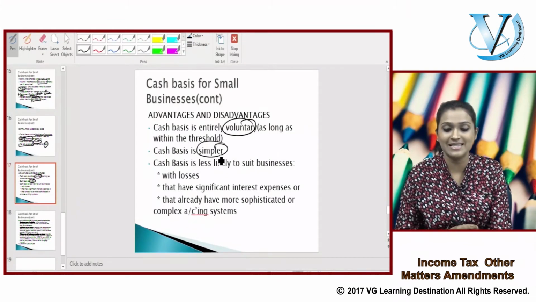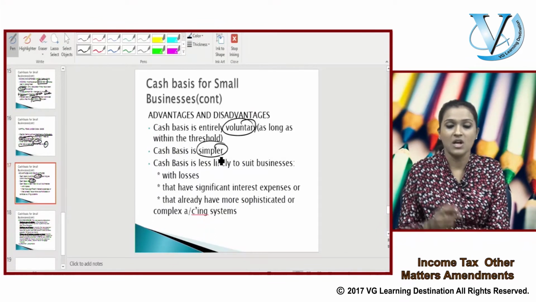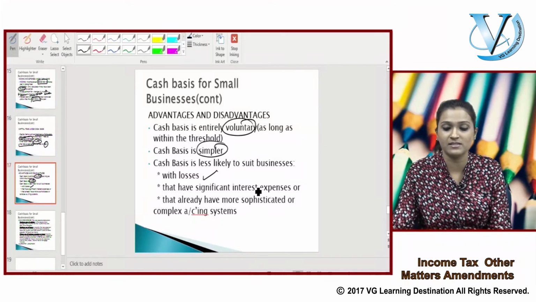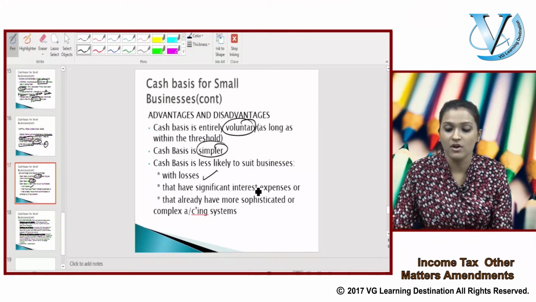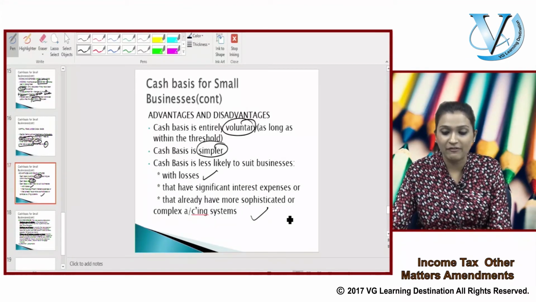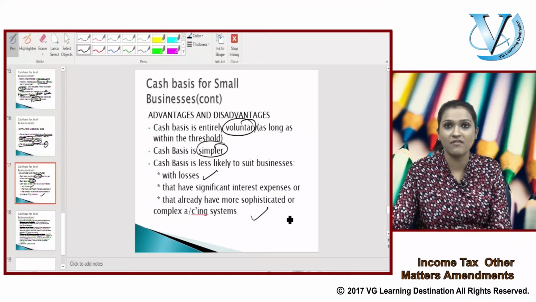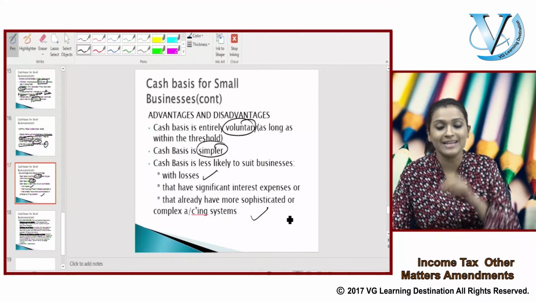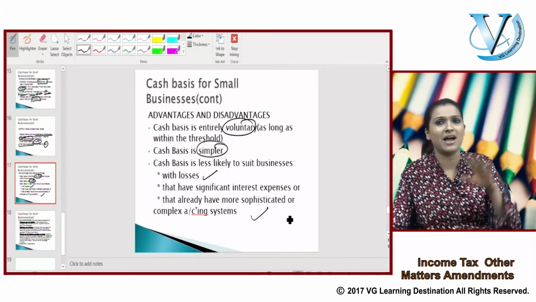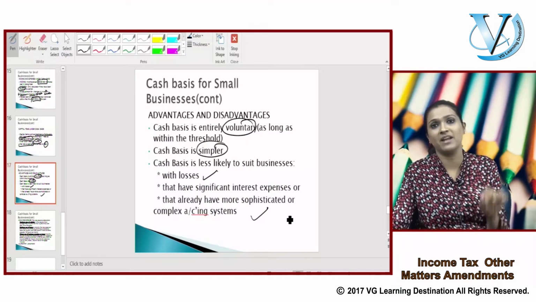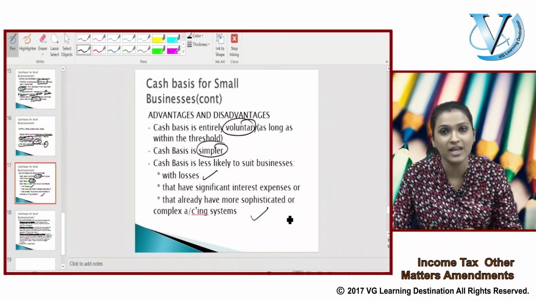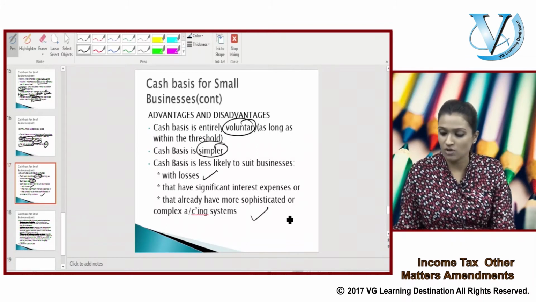Cash basis is less likely to suit businesses with what? With losses that have significant interest expenses or that already have more sophisticated or complex accounting systems. So definitely you are looking at a basis of accounts which is a whole lot simpler. You do not have complicated accounting systems. You need not hire an accountant. You can just prepare your inflow and outflow based on the cash which has flowed in and out of the organization. So now what about cars?